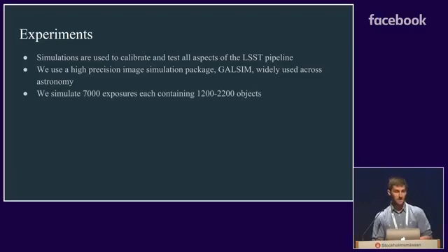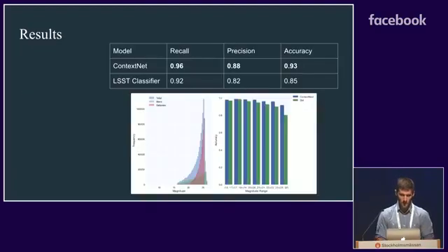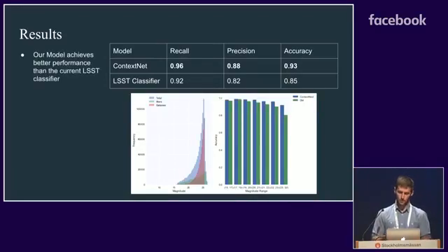We simulate 7,000 exposures, each containing around 12 to 2,200 objects, which is what you would expect for LSST. We train on 5,000, validate on 1,000, and test on 1,000. And so we compare with the current LSST classifier. So this is essentially the type of classifier that will be used for LSST. So how do we do? Well, we did better in precision, recall, and accuracy than the current classifier, which is kind of the traditional approach that I mentioned earlier in the talk.